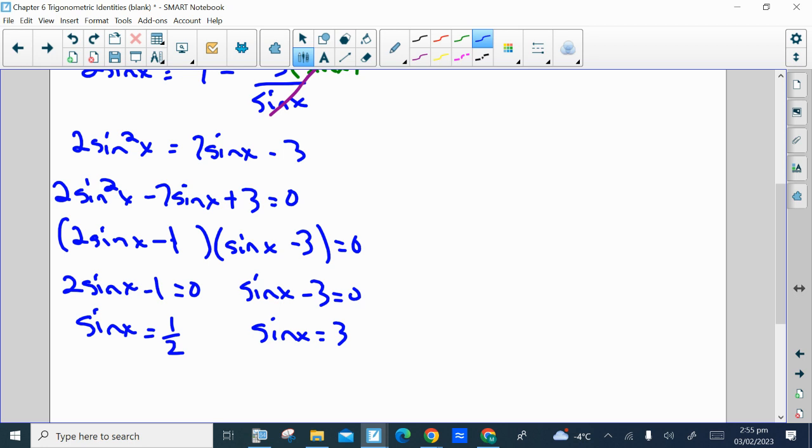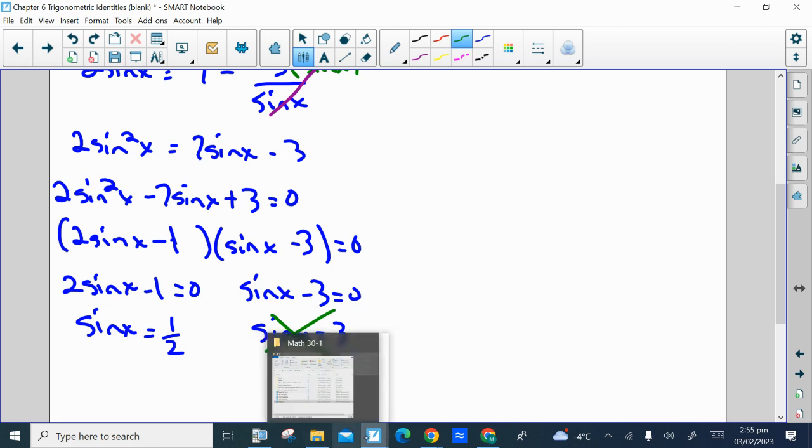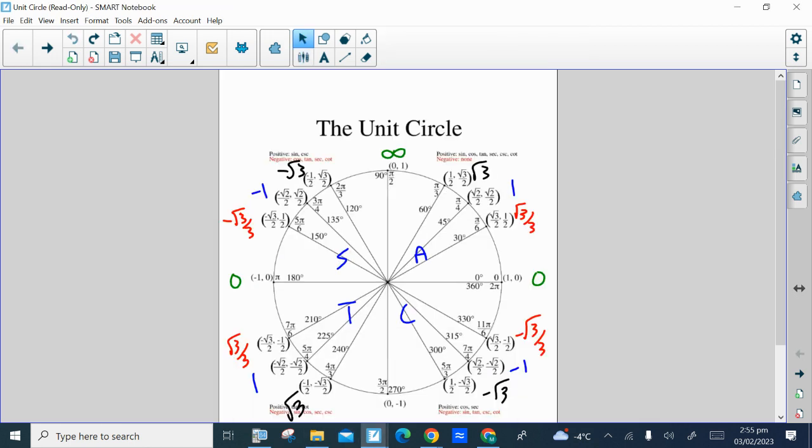And you remember the graph of sine only goes up to 1 and down to -1, so there won't be any solutions for that second one. Only where the sine of x equals a half. And again, we want to give our general solutions in radians. Where does the sine of x equal +1/2? So that's there at pi on 6, and over here at 5 pi on 6.